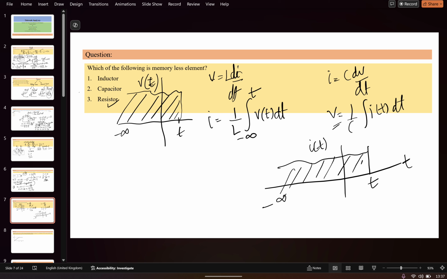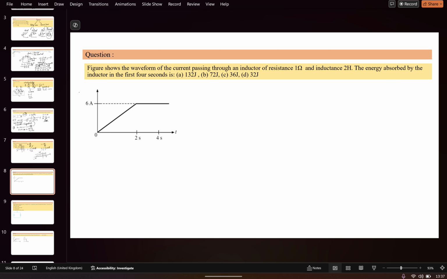Okay. Let's move forward to the next question. In this question, you have to find out what is the energy being consumed in this circuit, if the current equation and the current curve is given. Let me know the solution.